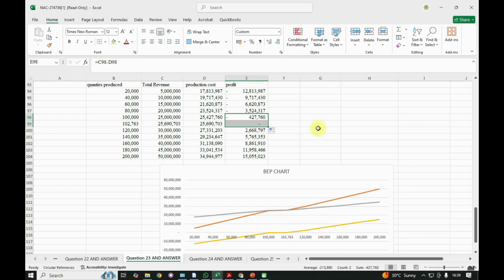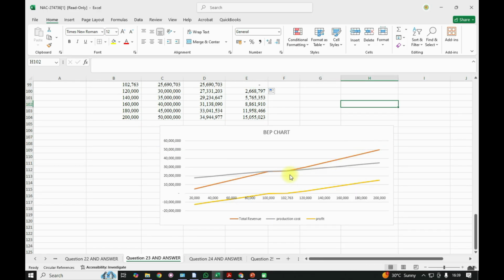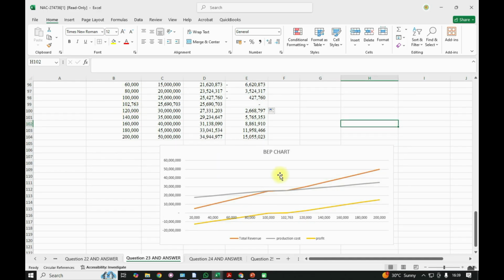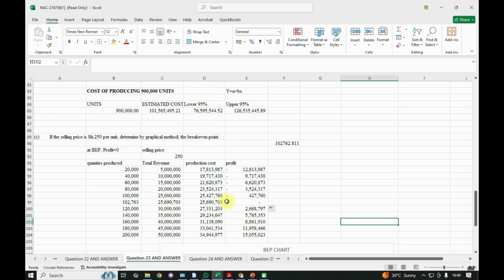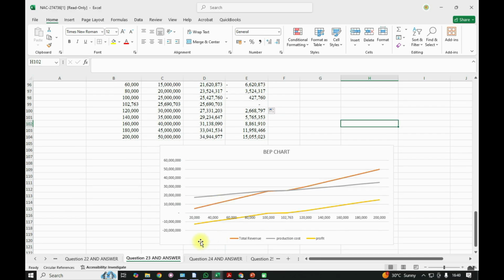At that particular point it will give you a 0, and you'll find that it is not now a straight line. So they become curves. 102,763 at that point. Yeah, 102,763. So that is now the exact point where the break-even point will fall.